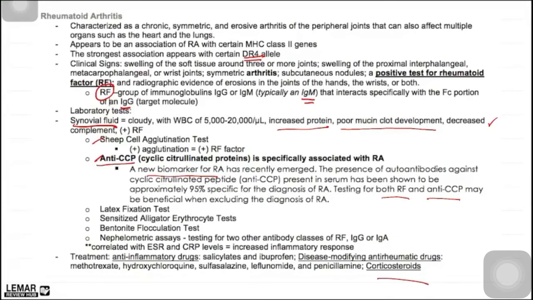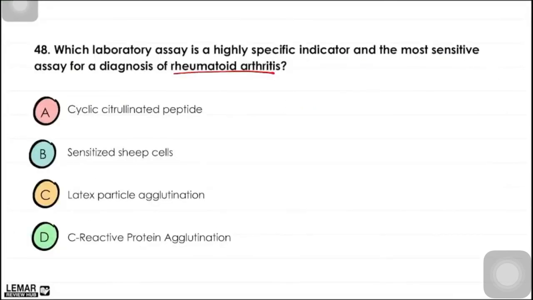Here, as we see, what is asked in the question is a laboratory assay that is highly specific for RA, or rheumatoid arthritis, and this is the cyclic citrullinated peptide, the testing for the antibodies against cyclic citrullinated peptide. The answer is letter A. So, cyclic citrullinated peptide antibodies, again, are a highly specific indicator for rheumatoid arthritis.